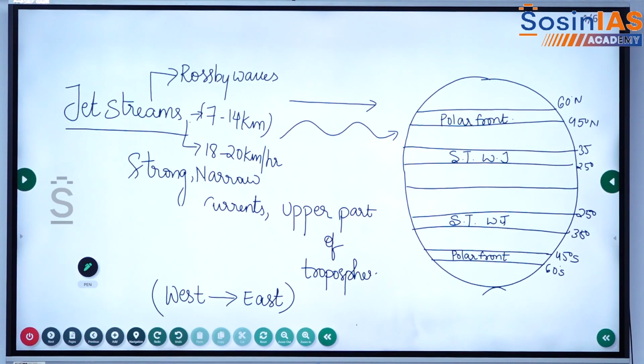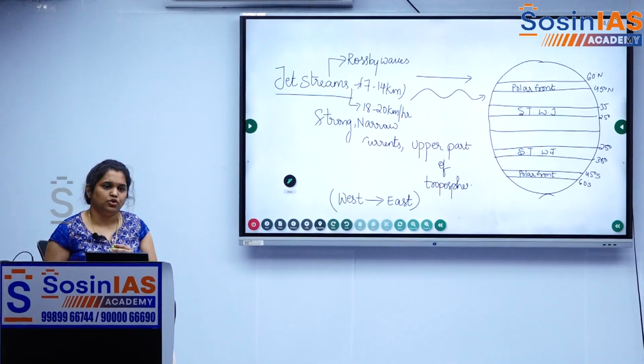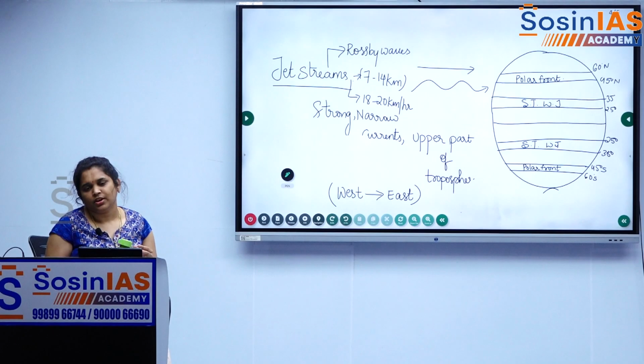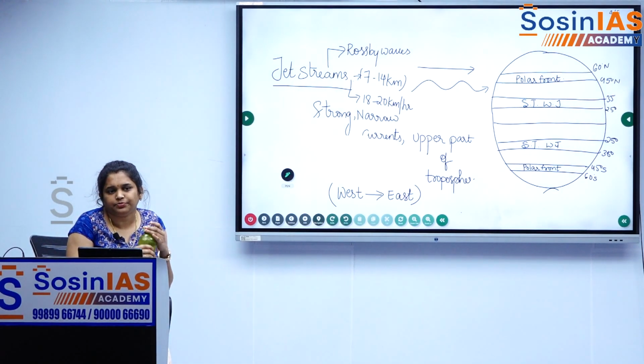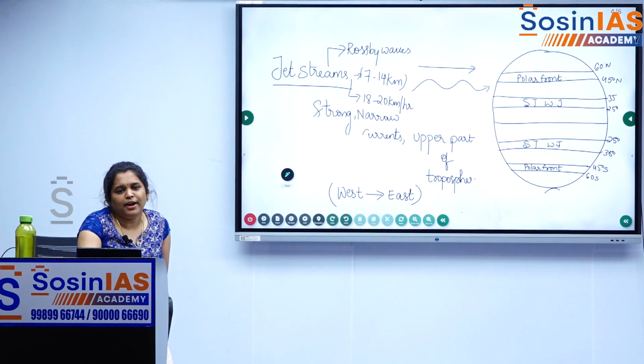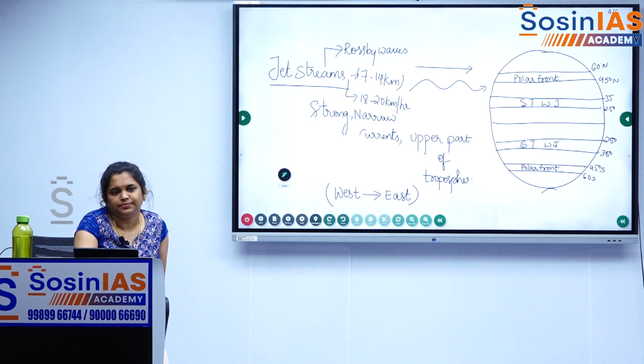Then write tropical easterly jet streams. During the summer season, the tropical easterly jet stream moves from the Bay of Bengal to India, providing rainfall to the eastern coast of India.